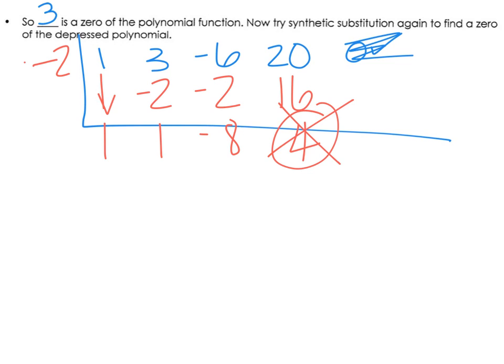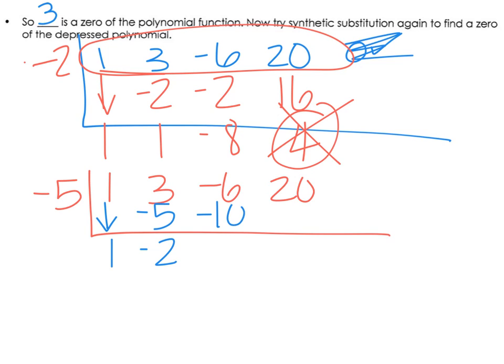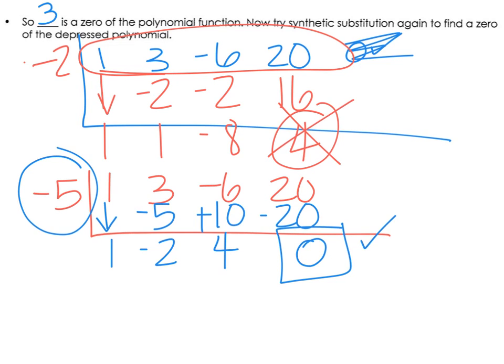Now let's try negative 5. We still have to use these numbers right here inside, so 1, 3, negative 6, and 20. Bring down our first term. We're left with negative 2, negative 10, or wait, sorry, that should be a positive 10. Negative 5 times negative 2 gives us positive 10. We're left with 4, negative 20, and 0. And look at that, we found another solution. We know that negative 5 is another 0 of our polynomial function.